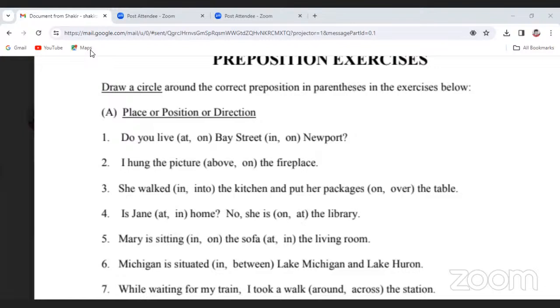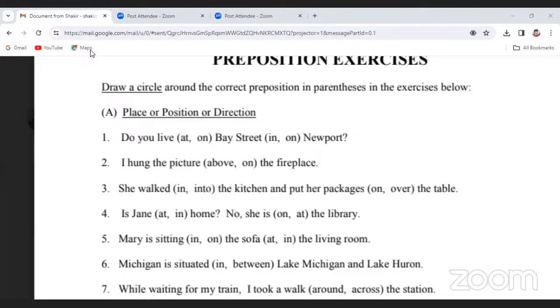Is Jane dash home? No, she is dash the library. You can also type in the chat box, Zoom or YouTube live streaming, or you can also try telling the answer through your microphone. At. Is Jane at home? No, she is at the library. Both answers will be at. We move to number 5.